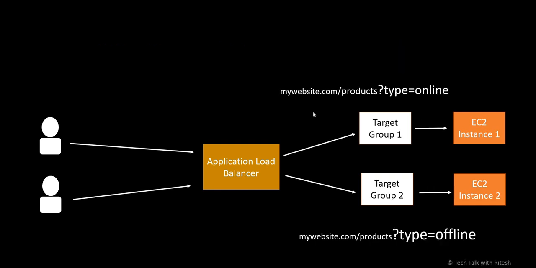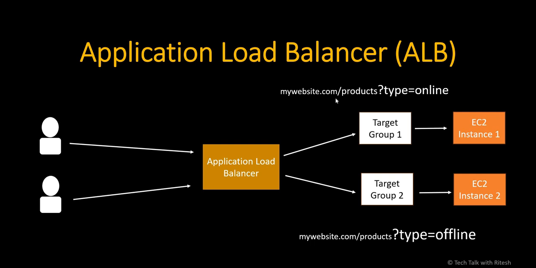Second example, where in my URL, in the website itself, I will have the query parameter. So this is the query parameter, type is equal to online. So for example, the same product, but there are different flavors. Online, which I can buy online; offline, for which I need to go to retail shop and buy that product offline, right? So I'll create two target group. One target group is for this query parameter, another target group for this type of query parameter, and then the request will be served by that target group.